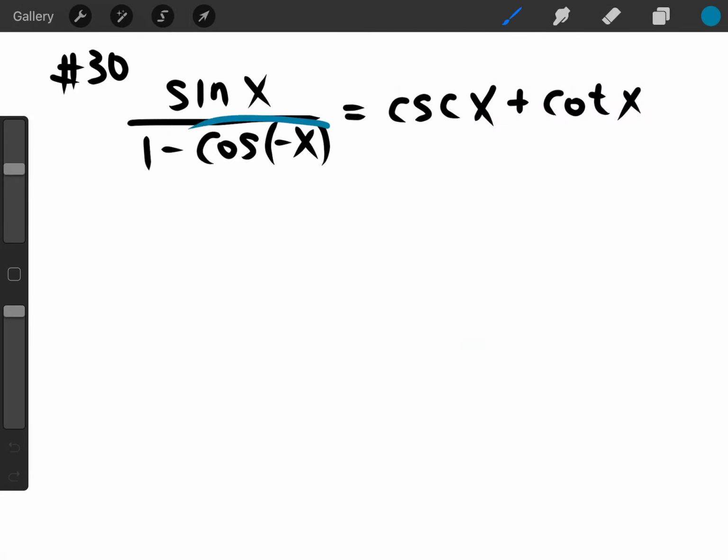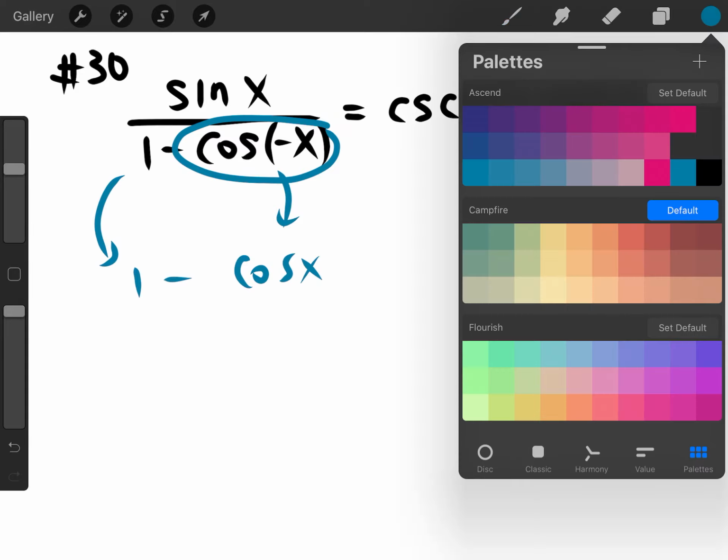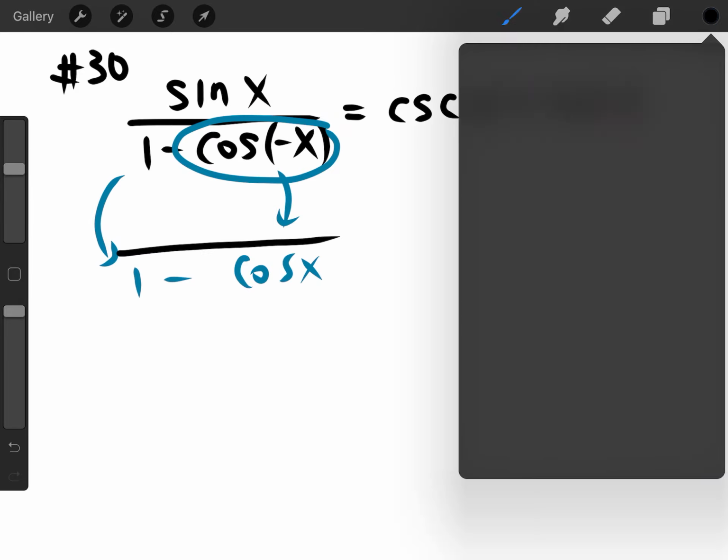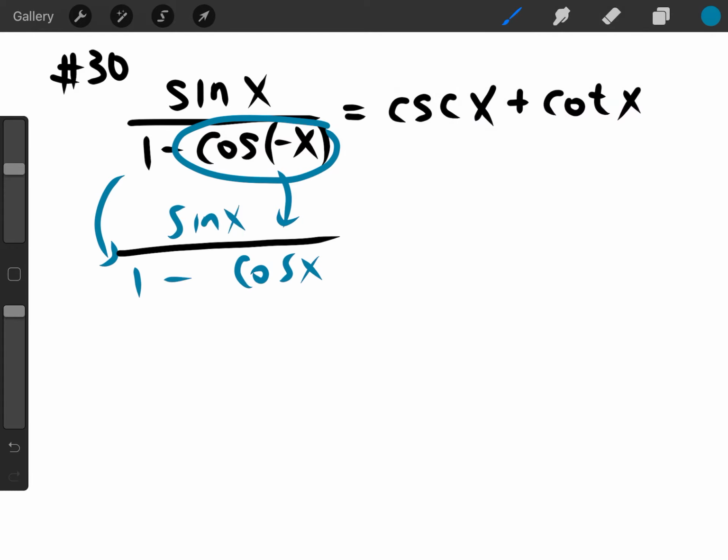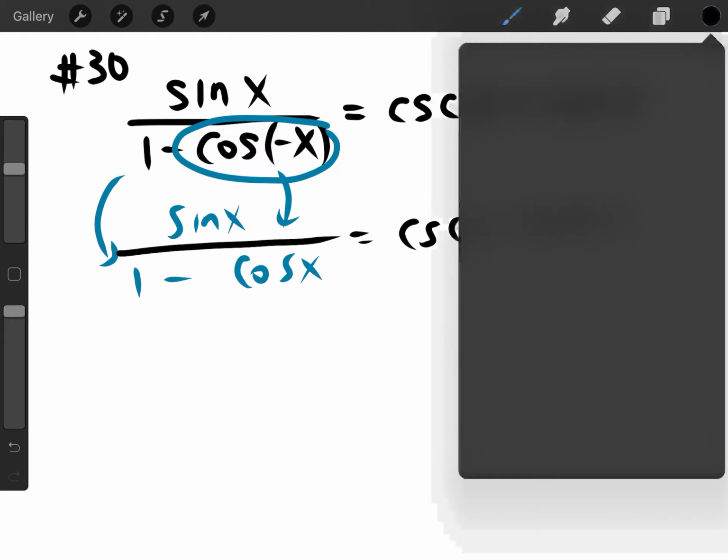Okay, last one. This craziness. Let's see how this works. So we have cosine negative x. If you guys look at the negative angle identity, this is basically just cosine x. So rewrite the 1 minus cosine x, and let's write the sine x on top. Let's see if that really equals cosecant x plus cotangent x.